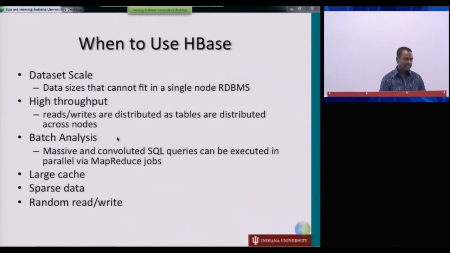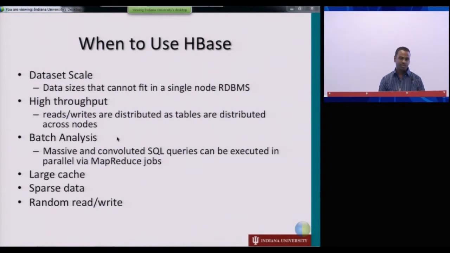And the other thing is HBase supports high throughput reads and writes. So if your application needs to do thousands or tens of thousands or even more reads or writes per second, then HBase is a very good choice, because HBase distributes these writes and reads across nodes. So if a node can do 1,000 reads or 1,000 writes per second, then if you have 100 nodes, you automatically get 100,000 writes and reads per second throughput for your storage system. So that would be an ideal use case for HBase.